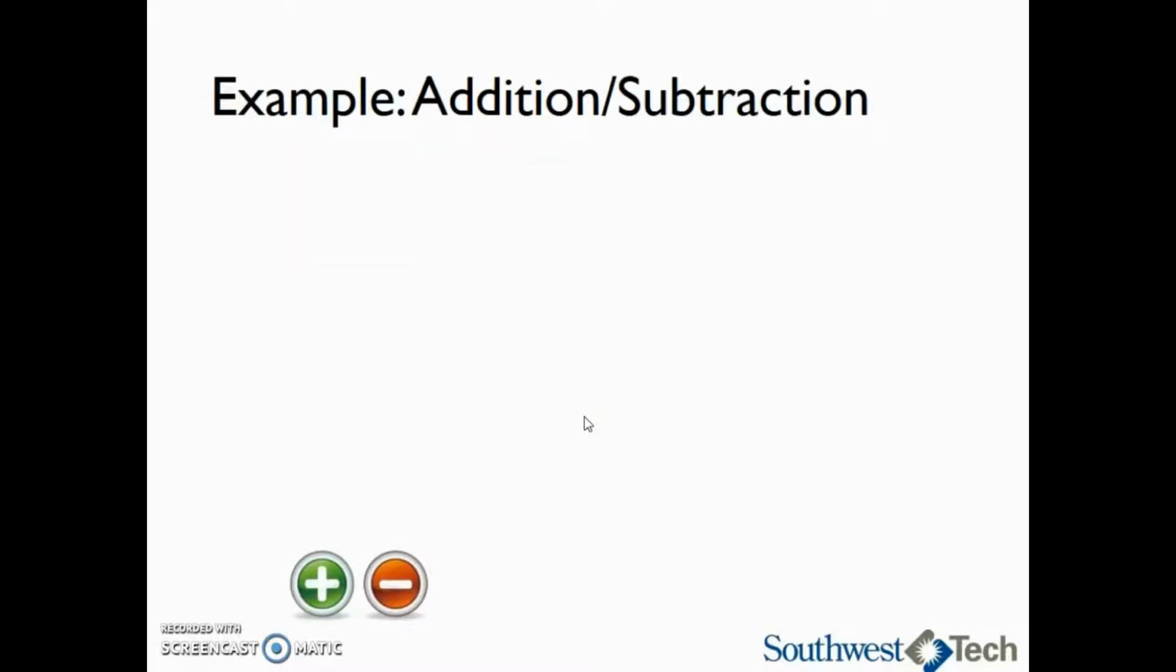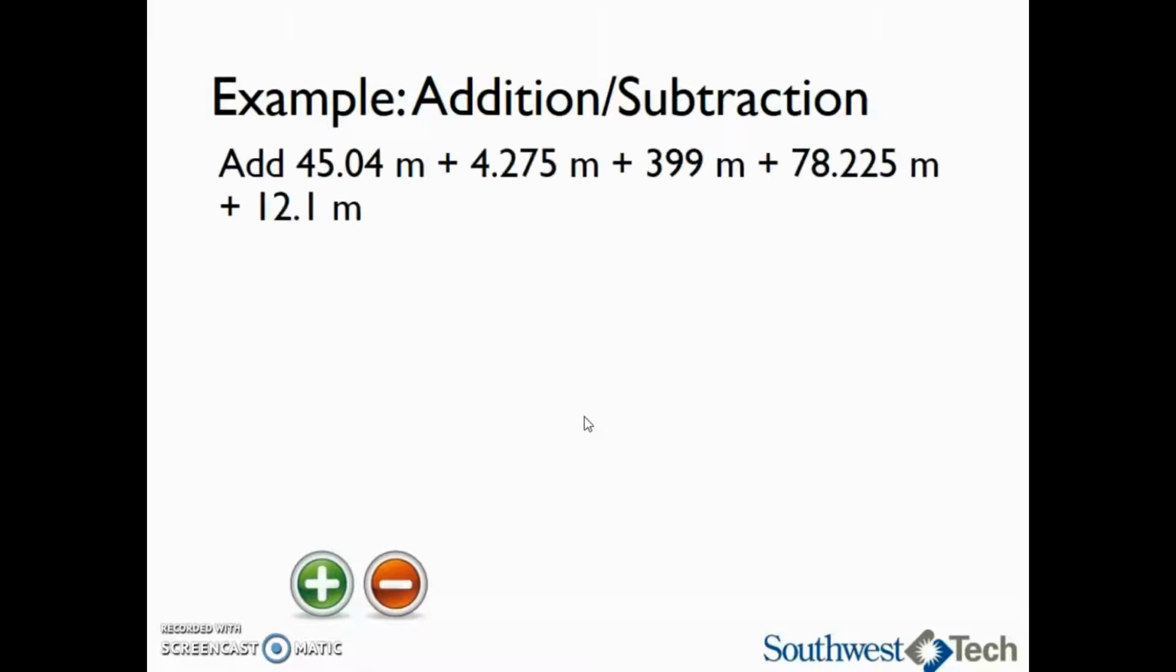So first up we have addition and subtraction. We want to add the following numbers together: 45.04 meters plus 4.275 meters plus 399 meters plus 78.225 meters plus 12.1 meters. I'm going to set it up like this so we can follow where all of the decimal points are to help us figure out our final answer. First we type all of these numbers into our calculator and add them as usual. When we do that, we should get 538.64 meters.